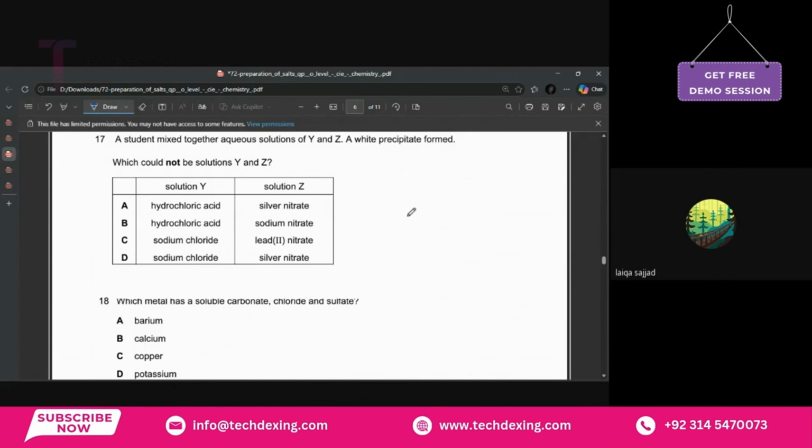A student mixed together the aqueous solutions of Y and Z, a white precipitate formed. So what do we want to see? That by reacting each pair, which pair will not give you a white precipitate? Which would not be the solution Y and Z? So we simply want to see which pair won't give you a white precipitate.